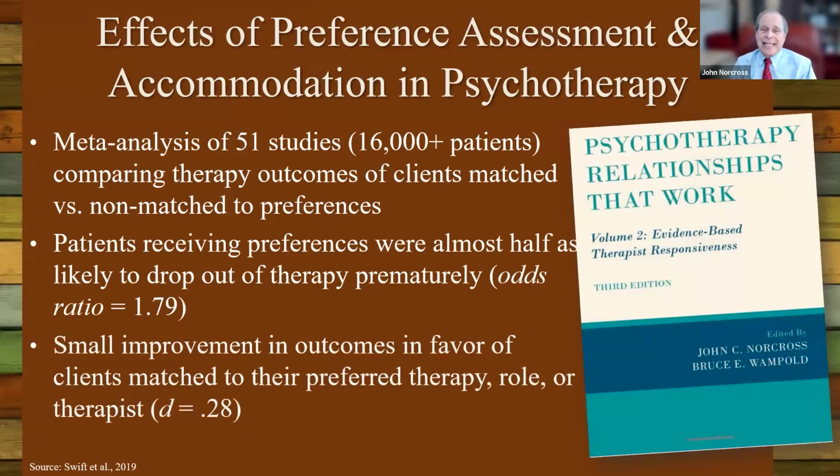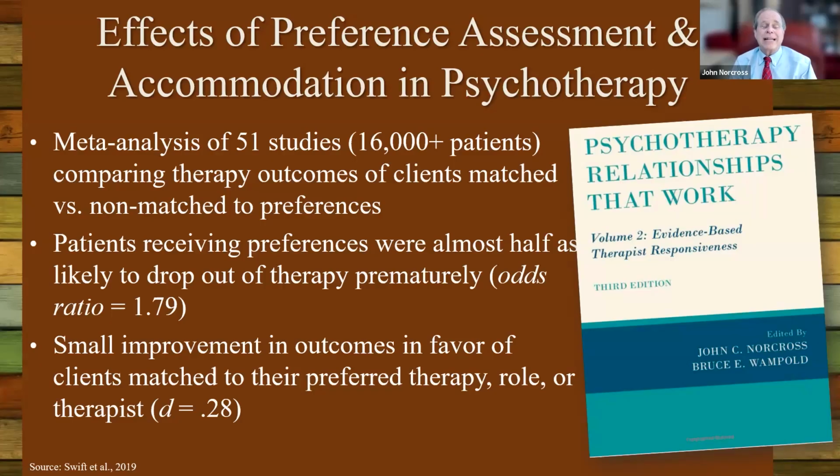There are now at least 7 peer-reviewed published reviews of the effects of preference assessment and accommodation in psychotherapy. What I believe is still one of the best is by Joshua Swift, including our own Mick Cooper, in a book that Bruce Wampold and I edited. They found and analyzed 51 studies, including over 16,000 therapy patients, comparing the therapy outcomes of clients matched to their strong preferences versus not matched to preferences. In other words, what happens when you match preferences?